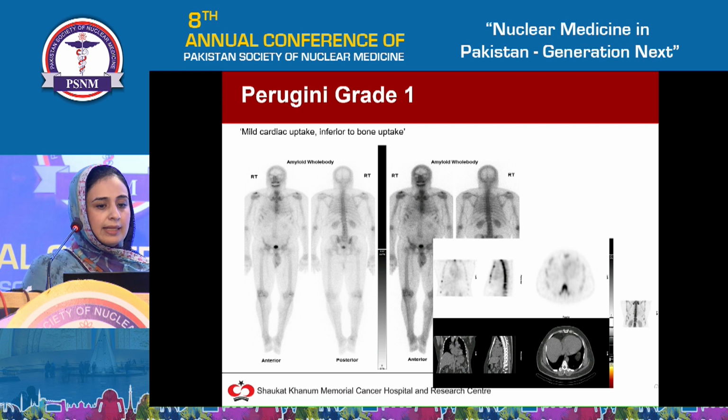Then grade 1 is when there is mild cardiac uptake, but the uptake is less than in the bones. You can see this faint uptake in the heart. So all these patients would have a SPECT CT, and then you can see on SPECT CT that there is myocardial uptake.